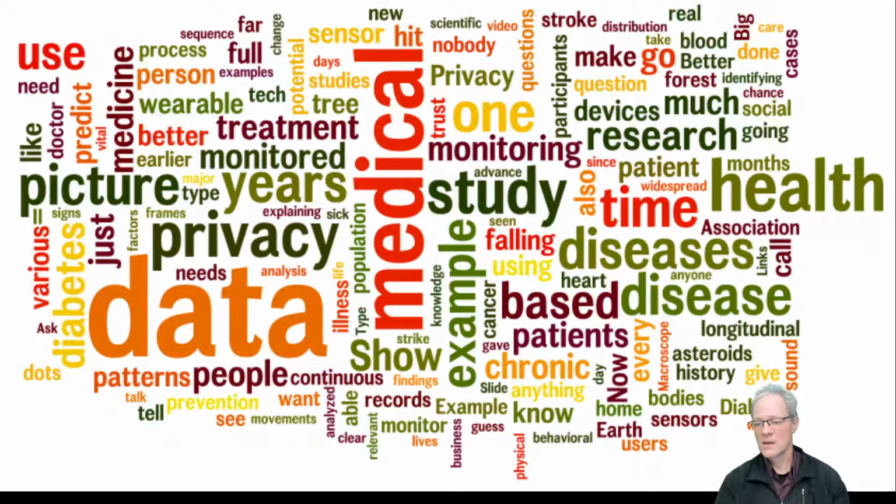This is the word map, so to say, with all kinds of terms that are used in connection with digital health, right? So privacy is a big one. Data and medical are the 2 biggest, but privacy is just there. Well, see, there is this picture as well, right? Health is big, time, diseases, and so on, right?